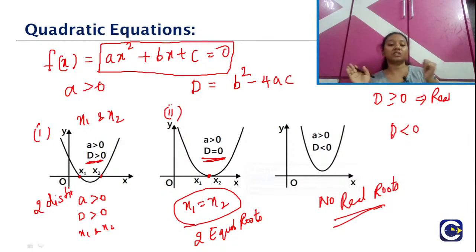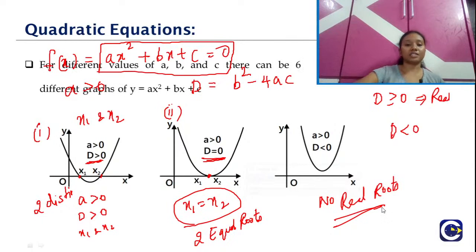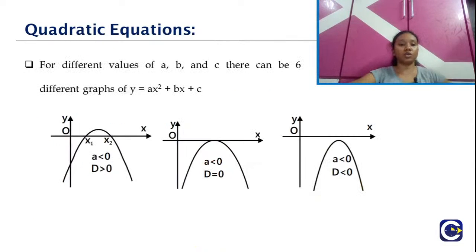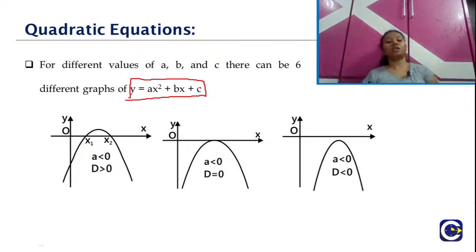For the same discriminant, we can have another 3 cases where the leading coefficient is less than 0. So let's get back to those and have a look here. This is our general form of quadratic polynomial, right? Now my fourth case, which we are going to discuss, is where my leading coefficient is less than 0.